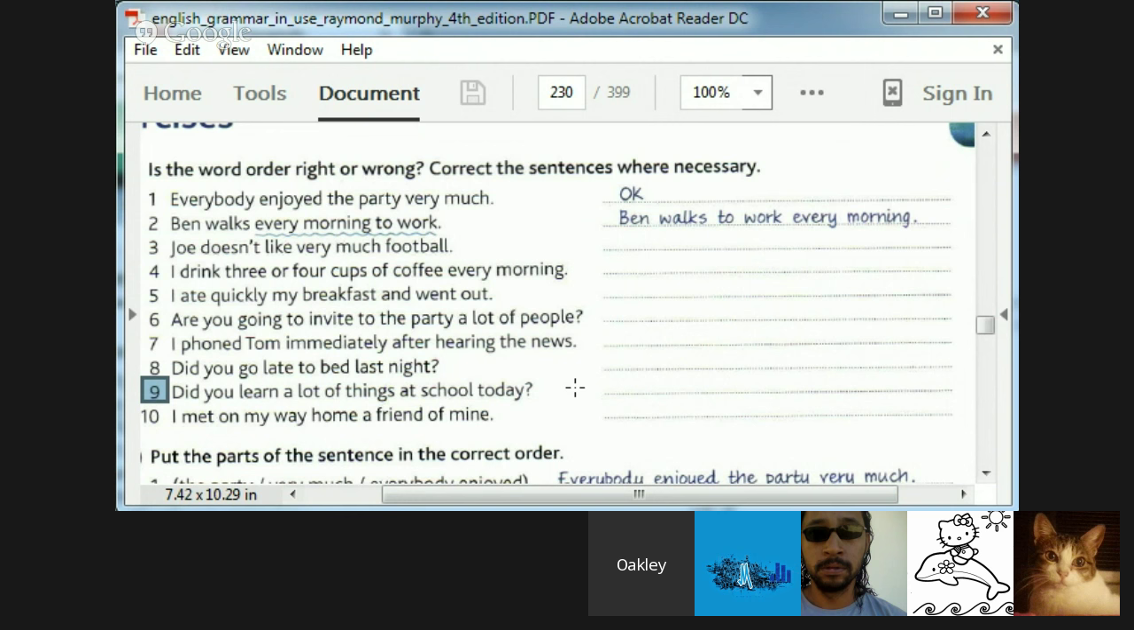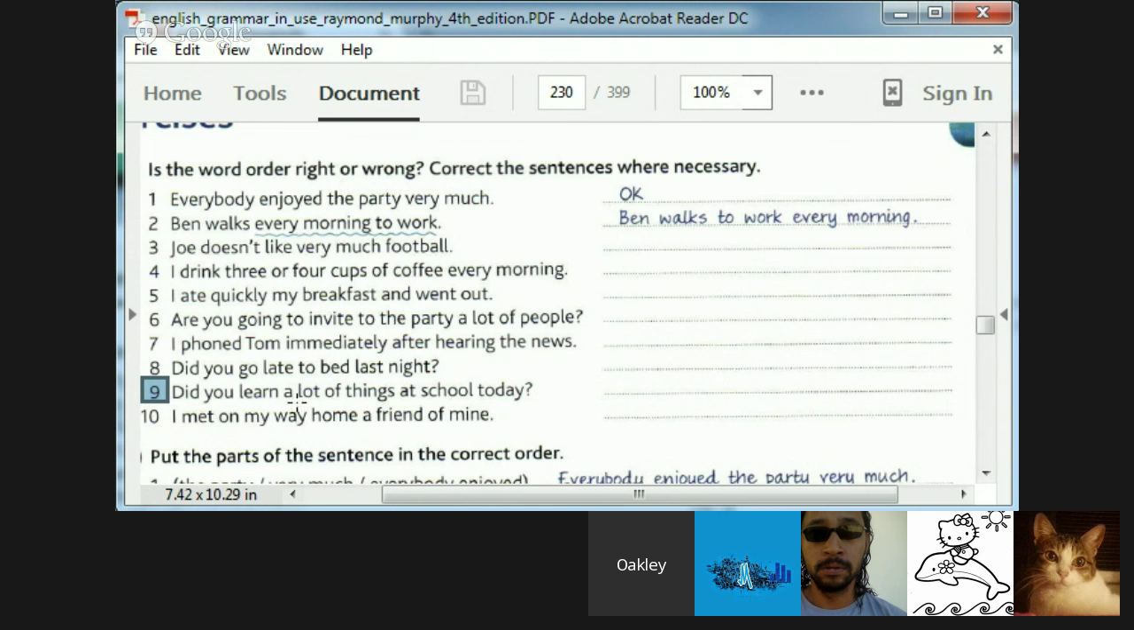It depends on your circumstances whether you need "the" with school here. If you're specifically talking about a specific school, then you would add "the." This is the intention of the speaker. If you're talking about school in general, I learned a lot of things at school. I'm not talking about PS 31 on Marlborough Street. I'm not talking about a specific actual building. I'm talking about the concept of school. You don't need "the."